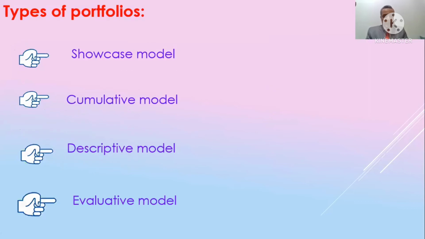These are different kinds of portfolio: the showcase model, and the cumulative model, which is what I relied on, the cumulative model, number two. The descriptive model tends more to describe things than to show progress, and the evaluating model is one in which you put, for example, solutions or different endings to the story, and you comment on the writer of the novel and so on.